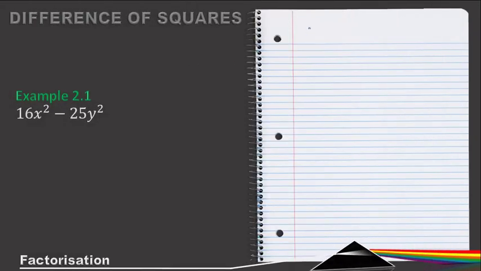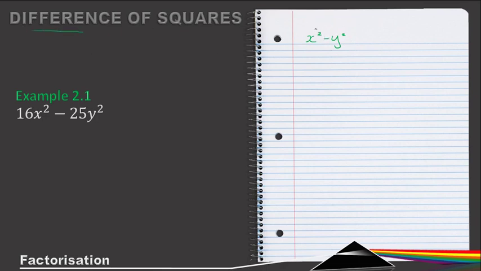So for example 2.1. Now before we start with this example, I'd just like to go through the basic method of how we do these. Now difference of squares always have two terms, right? And if we go to the very basic example, it is x squared minus y squared. So two terms, and then it has to be a negative. That's why it says difference of squares.